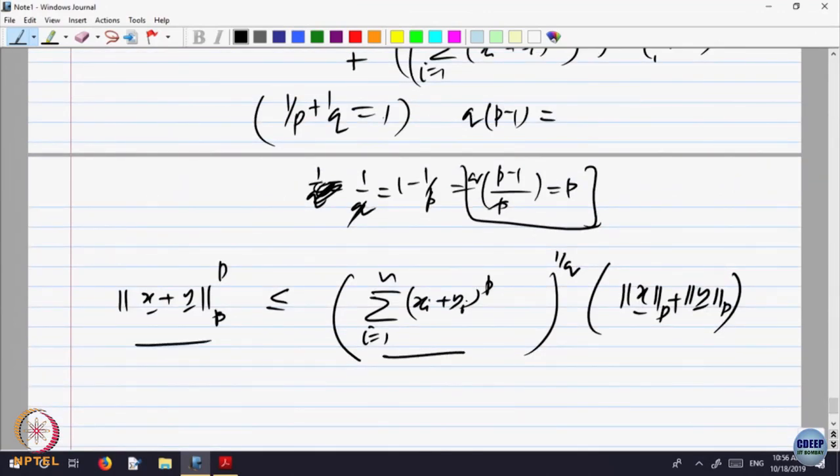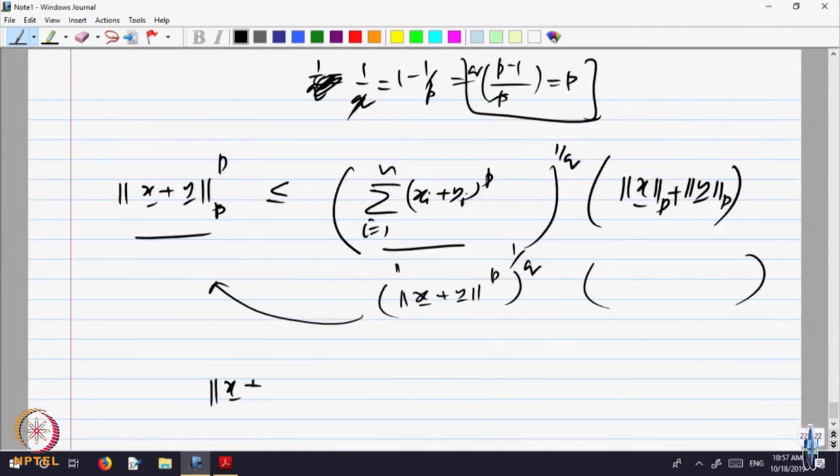Can you see some relation between this and this? This quantity is the norm of x plus y, raised to power p, to the 1 over p, is the norm. So it is just the norm of p raised to power q, 1 over q. You can transport it to the left hand side. So shift it to this side. So, what do you get?